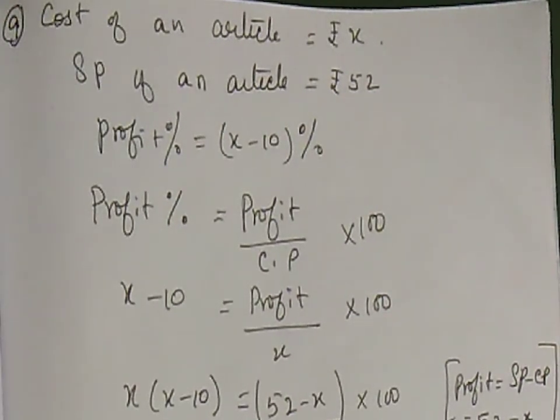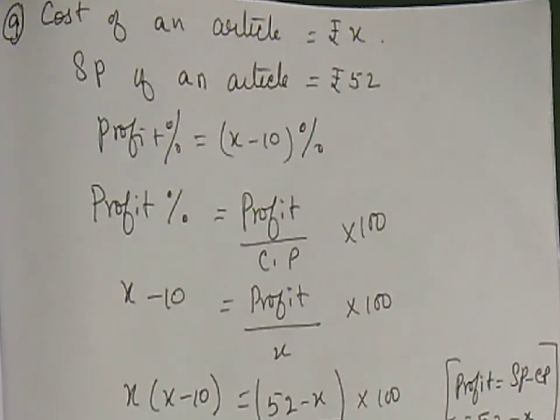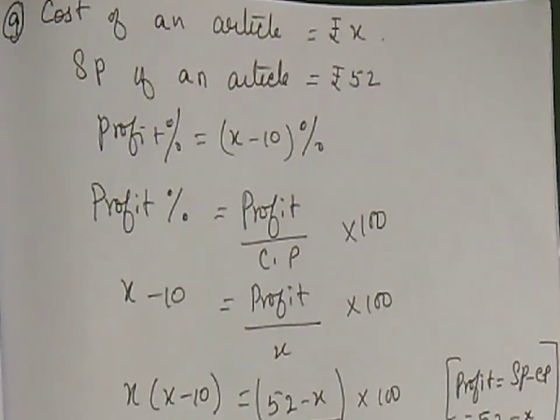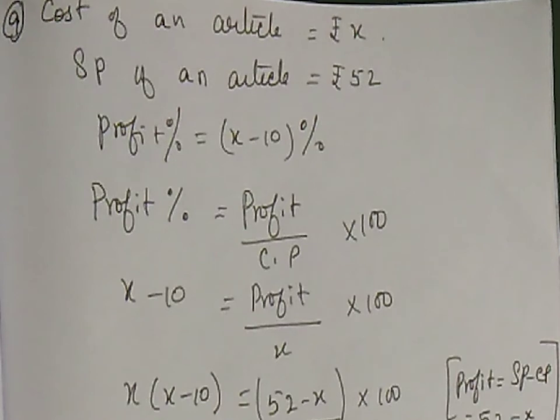Now see question number 9. A trader bought an article for rupees x and sold it for rupees 52, thereby making a profit of x minus 10 percent on his whole. Calculate the cost price. So what is given here?